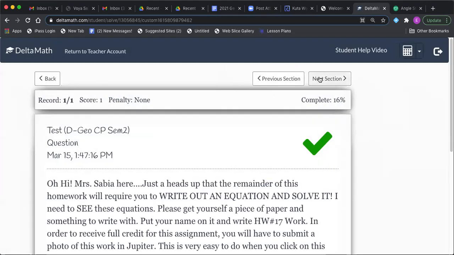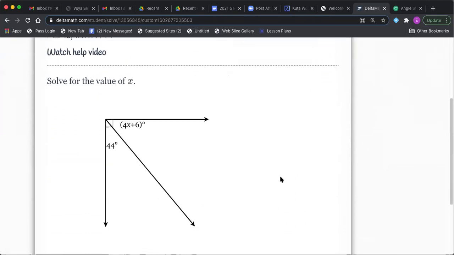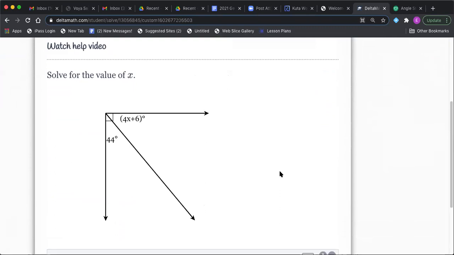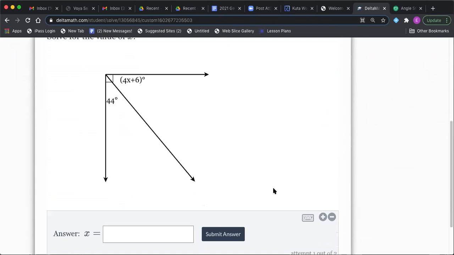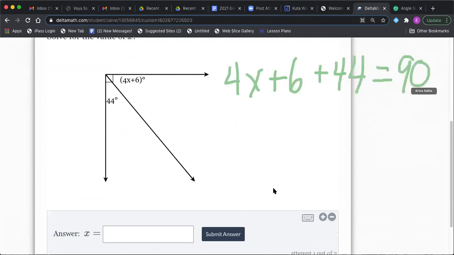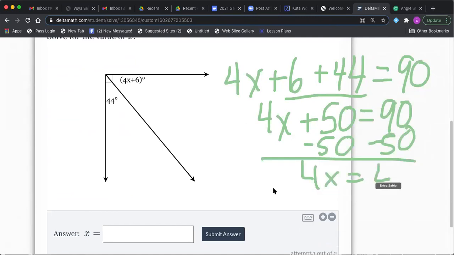Okay? So then when you get to the next section, you will see that these are ones where, oh yes, I'm going to need to write an equation here. In this case, this is exactly what I would do. I would say, oh, these 2 angles add up to be 90. So I would write 4x plus 6 plus 44 equals 90. And then I would solve it. 6 and 44 is 50, minus the 50. So 4x equals 40, divided by 4. That means that x is just 10.